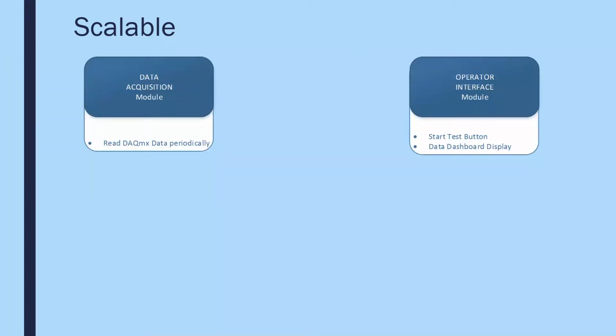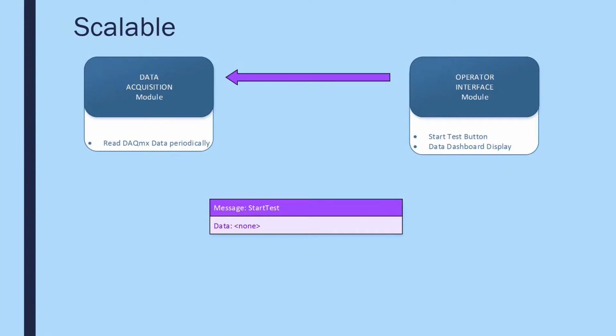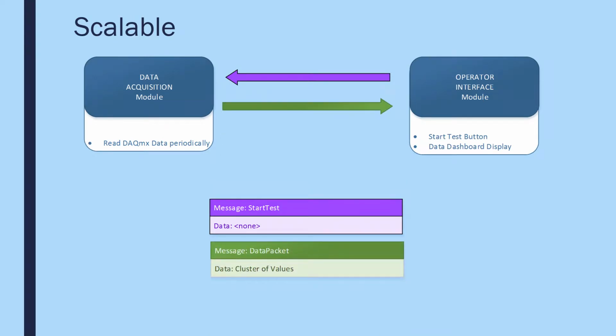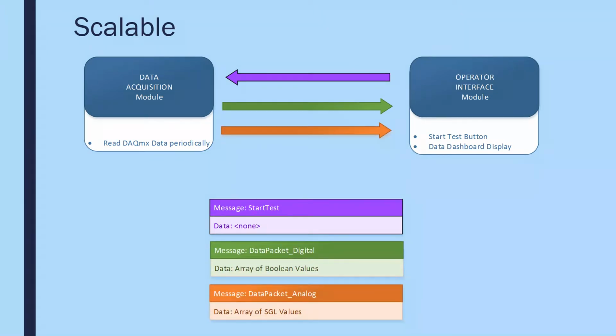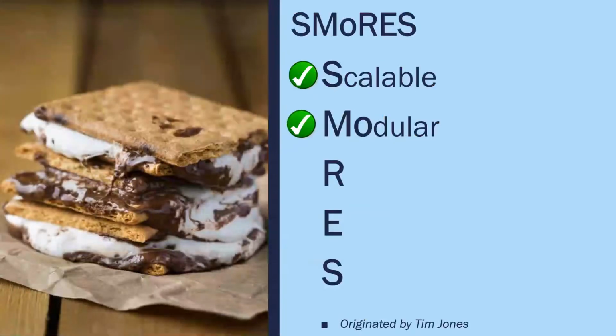So for our example, JSMA will handle sending a start message with no associated data from the operator interface module to the data acquisition module, as well as sending a data packet message with data from each input signal from the data acquisition module to the operator interface module. Now, do you want to have separate data packet messages for analog inputs and for digital inputs? Fine. Create two different messages with different parameters. JSMA allows you to have any number of different messages in the system. Giving an S for scalable.